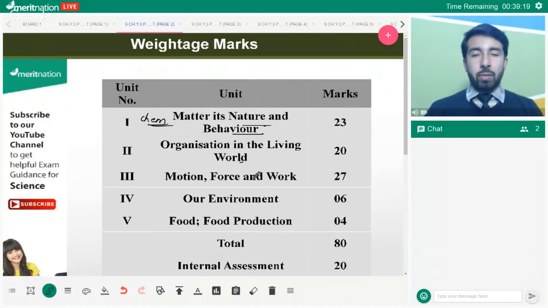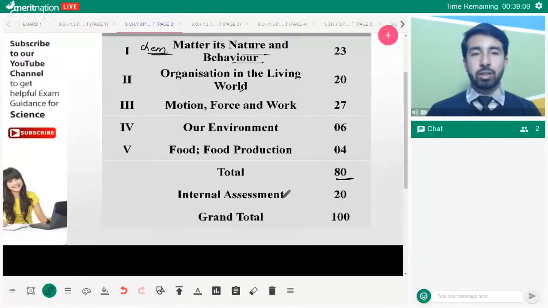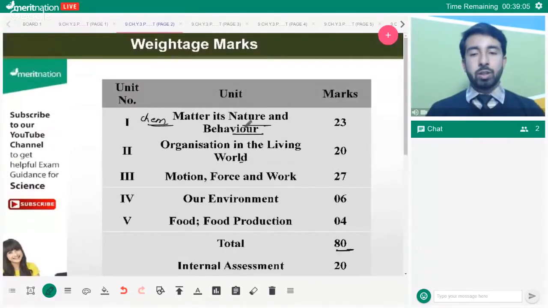And the rest of the parts are your physics and biology. Your total chemistry portion covers 23 marks out of the total 80 marks of your syllabus. And the rest 20 marks are your internal assessment marks, which are given by your schools. So, your chemistry portion generally carries 23 marks.